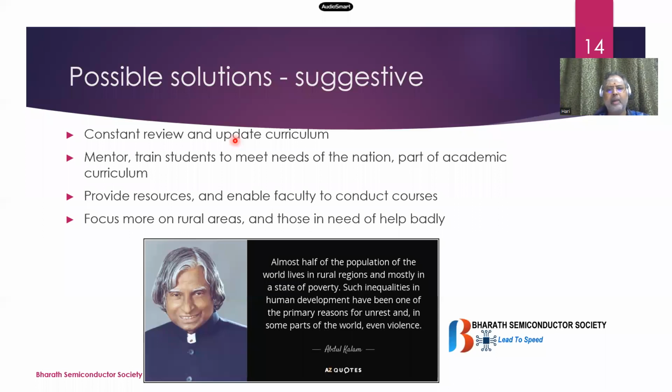So the curriculum has to be updated on a periodical basis, like every 2 years or whatever it is. It has to be a constant update, otherwise it will become outdated. So what we, a bunch of people, commit to do is mentor and train students to meet the needs of the nation, as part of the academic curriculum. So that's why we are here.